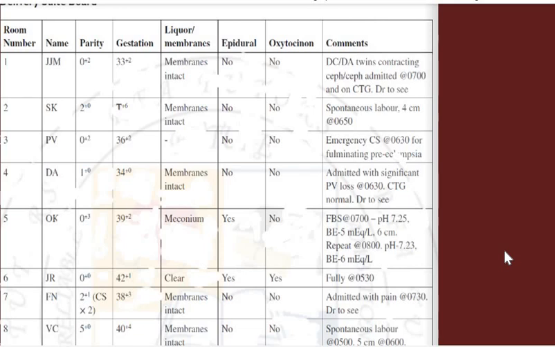First of all, I will go to room number 4. She is DA, para 1 plus 0, 34 plus weeks, membrane intact with pervaginal loss, the most urgent case. I will attend by myself as she is bleeding. I want to know the amount of bleeding, gestational age, and any pain. I will alert my team, arrange the investigations, that is complete blood count, arrange blood, and ultrasound to rule out placenta previa and abruption as well.